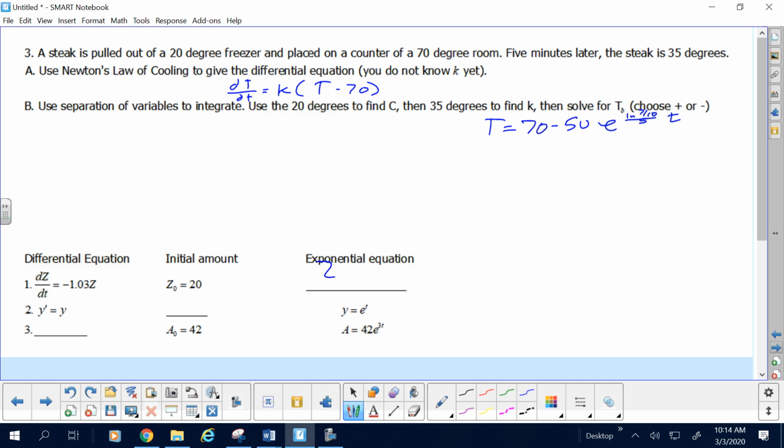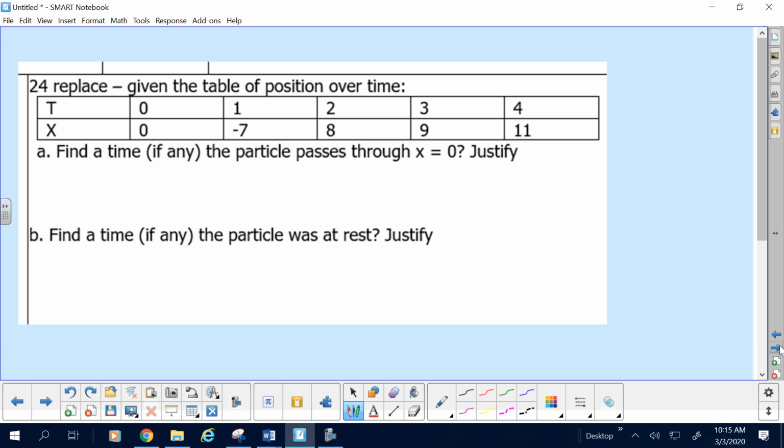For this, did you get z is 20 e to the negative 1.03 t? Yup. Make sure you get the variables right. And dA/dt is 3a. Okay, and then on the front, 24.